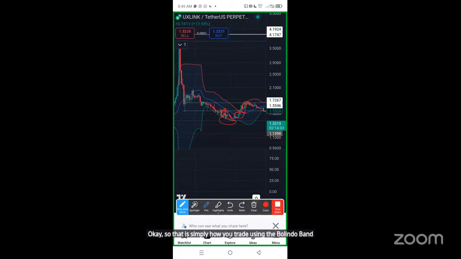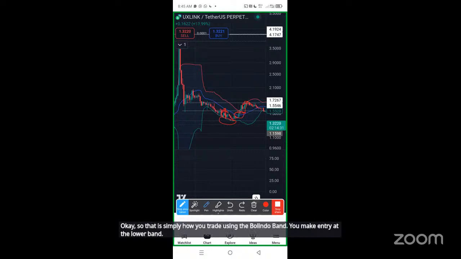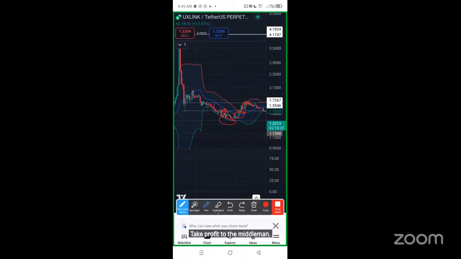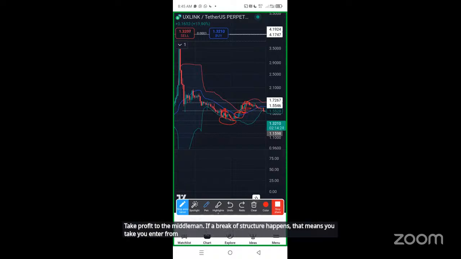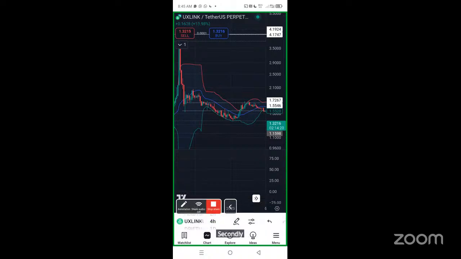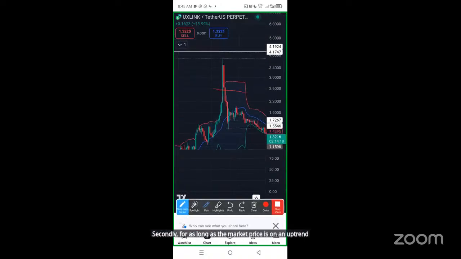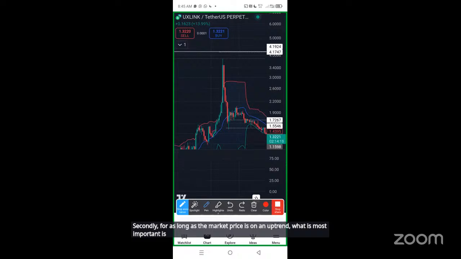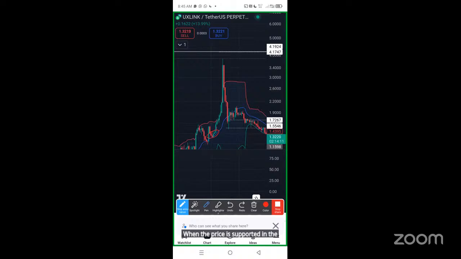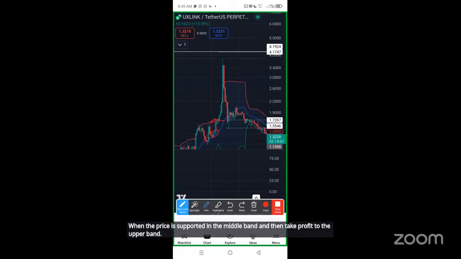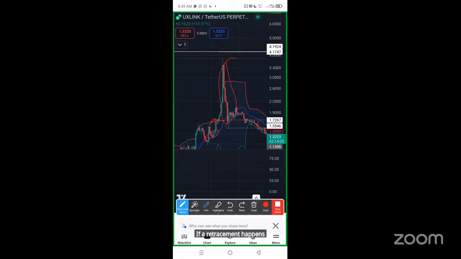You make entry at the lower band, take profit to the middle band. If a break of structure happens, that means you enter from whatever point you want and take profit to the upper band. Secondly, for as long as the market price is on an uptrend, what is most important is you make entry when the price is supported at the middle band and then take profit to the upper band. Okay? If a retracement happens like this, you enter here and then you take profit to that point.